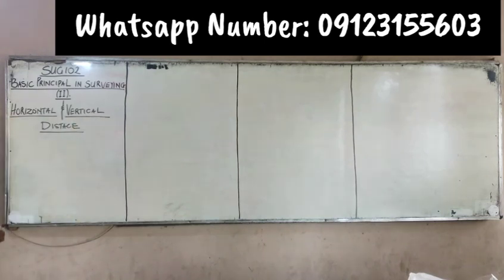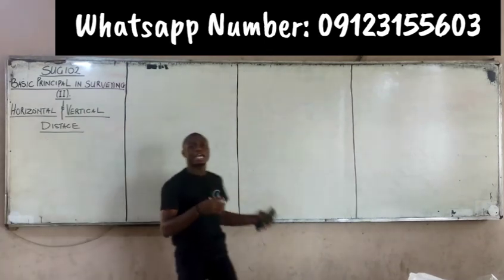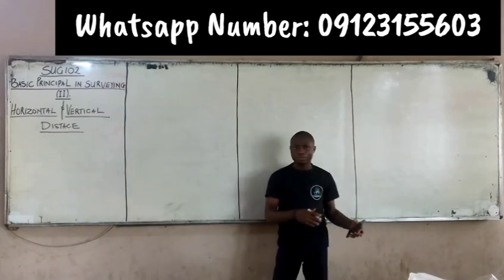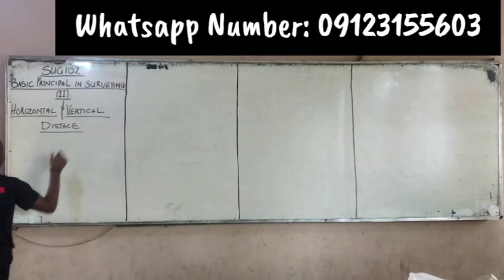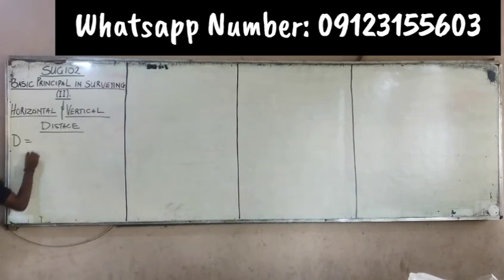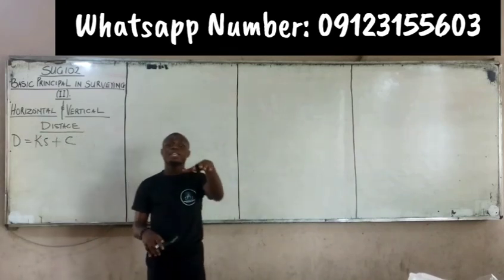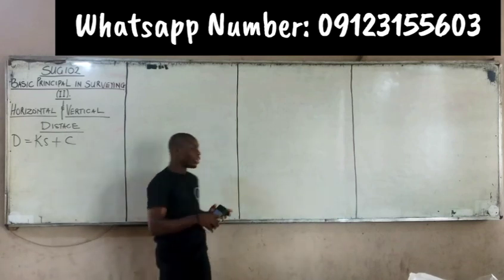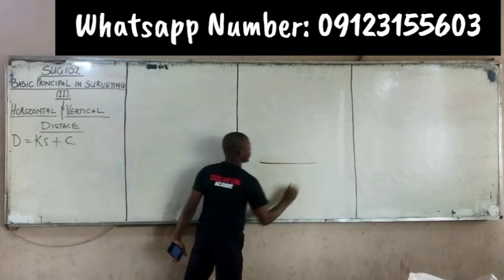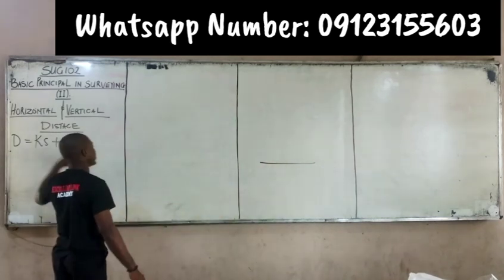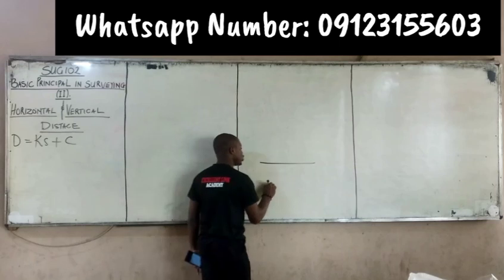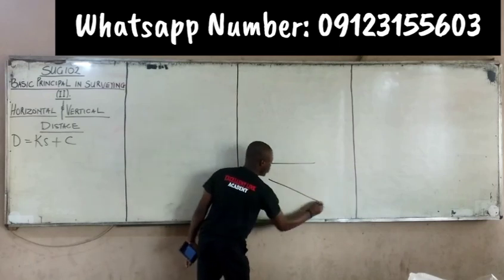When it comes to horizontal and vertical distance, they are also among the most important concepts when it comes to tacheometry. So we established, if you recall, that D was equal to Ks plus C. This formula is used when dealing with a horizontal plane, when your land is plane. So we apply D is equal to Ks plus C. What if your land is sloping? Let's say in this format or in this format.